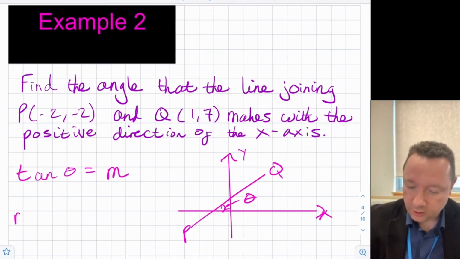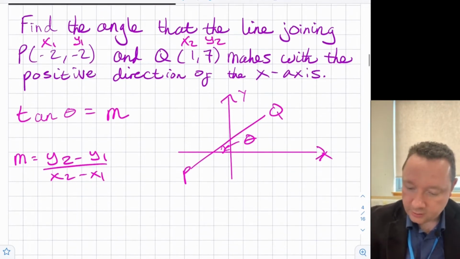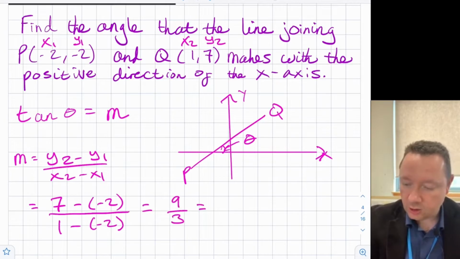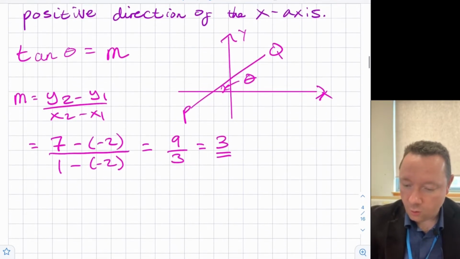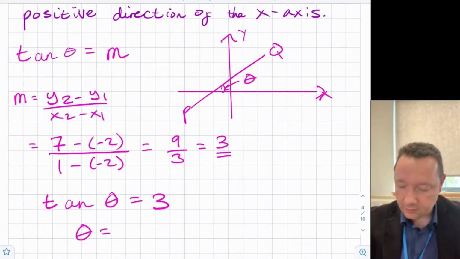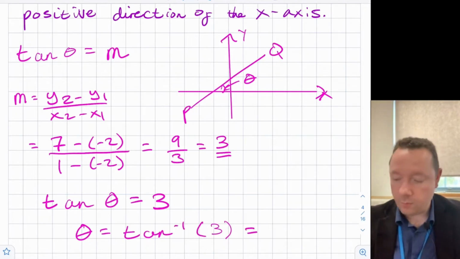So from our definition of gradient, y2 minus y1 over x2 minus x1. If we call that x1 and y1, this one would be x2 and y2. Watching our negatives here, that gives us 7 minus negative 2 on the top and 1 minus negative 2 on the bottom. That's 9 over 3, which is just 3 in total. So we now know that the tan of our angle is equal to the number 3. So we can use a calculator to do the inverse tan. So theta is the inverse tan of the number 3, which in degrees is 71.6 degrees.